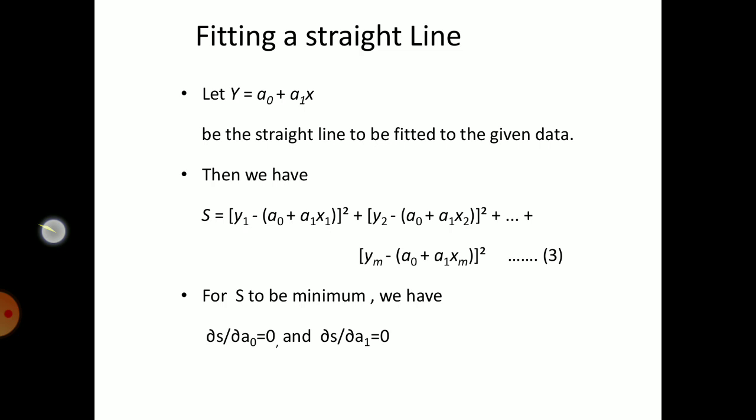Then we have, what is S? S equals y1 minus f of x1 plus y2 minus f of x2, ym minus f of xm, with their squares. And therefore y1 minus f of x1, f of x1 means this one.